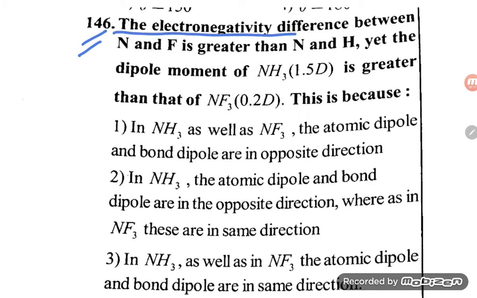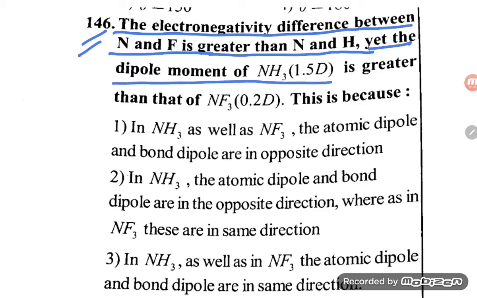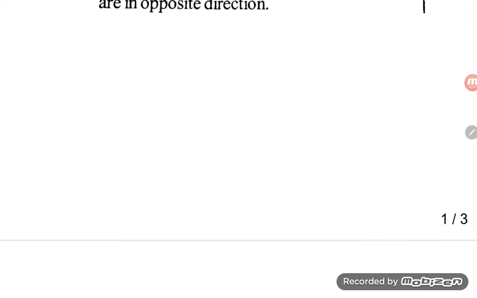The electronegativity difference between nitrogen and fluorine is greater than that between nitrogen and hydrogen. Okay, nitrogen and hydrogen. The dipole moment of NH3 is greater than that of NF3. This is because, okay, let us try to understand.